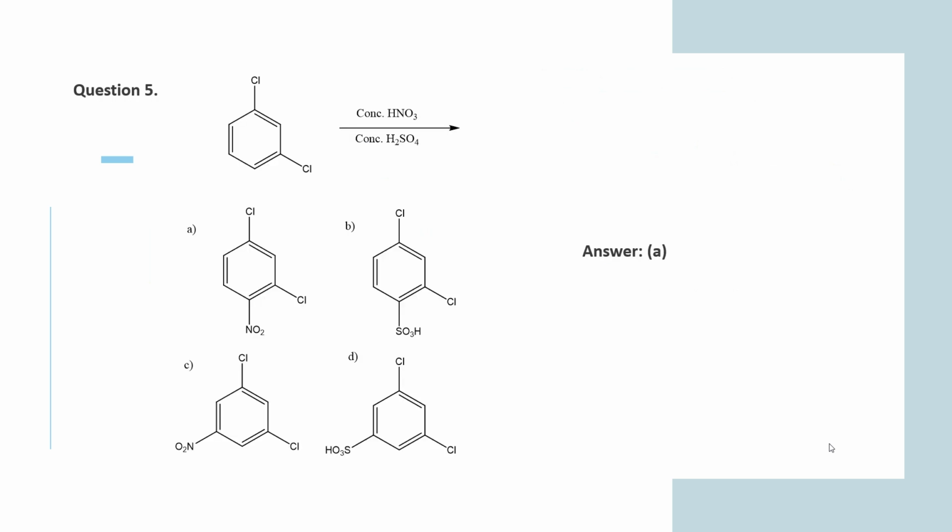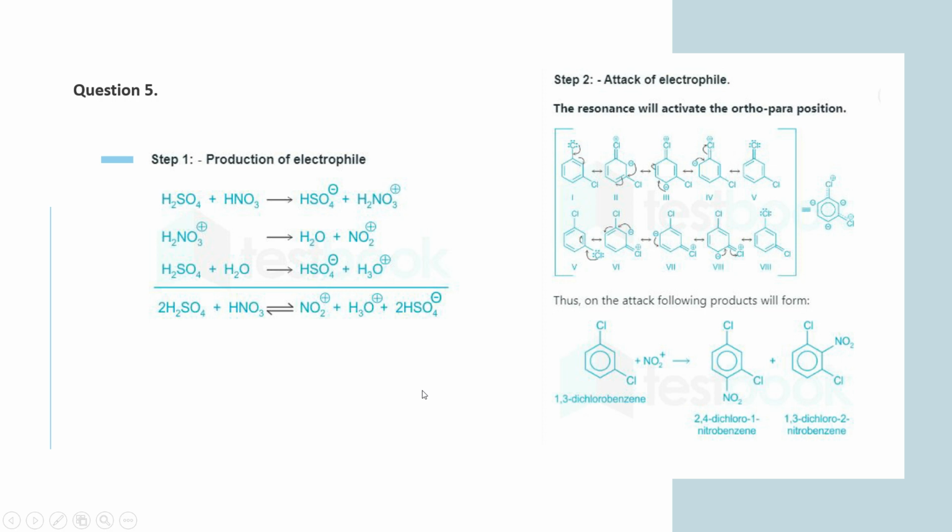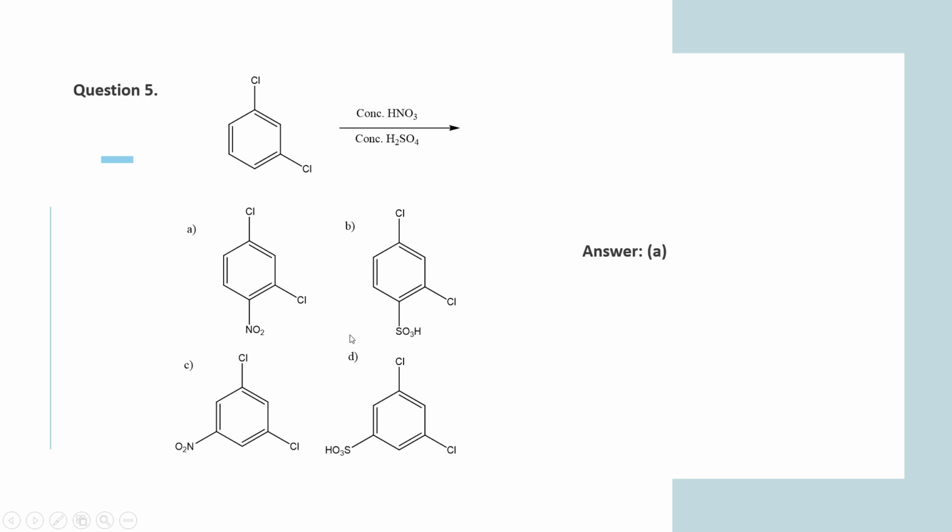So if we go to the options now, this product will be formed due to the ortho para directing effect of the chlorine atoms. Okay, the meta substituted product will not get formed in the nitration of 1,3-dichlorobenzene. So option A will be the correct answer. I hope this is clear.